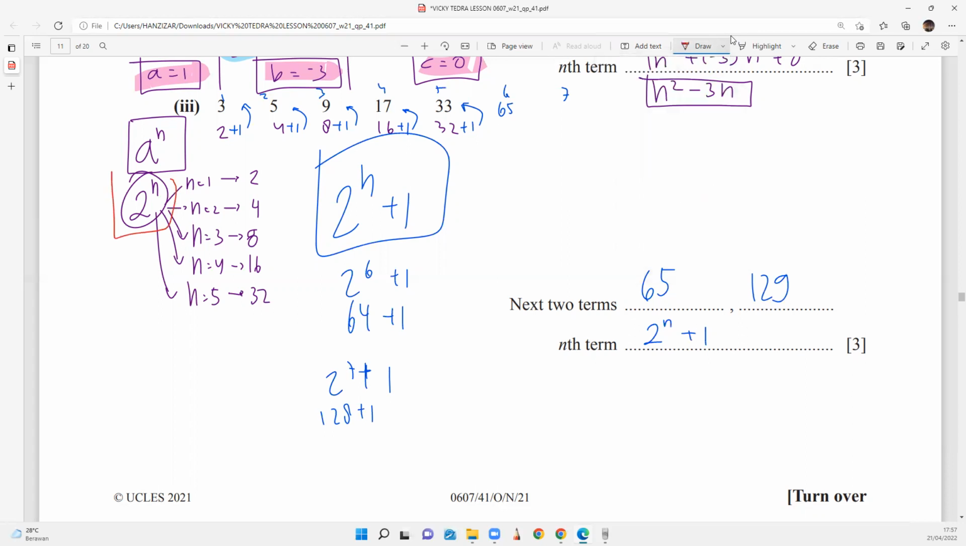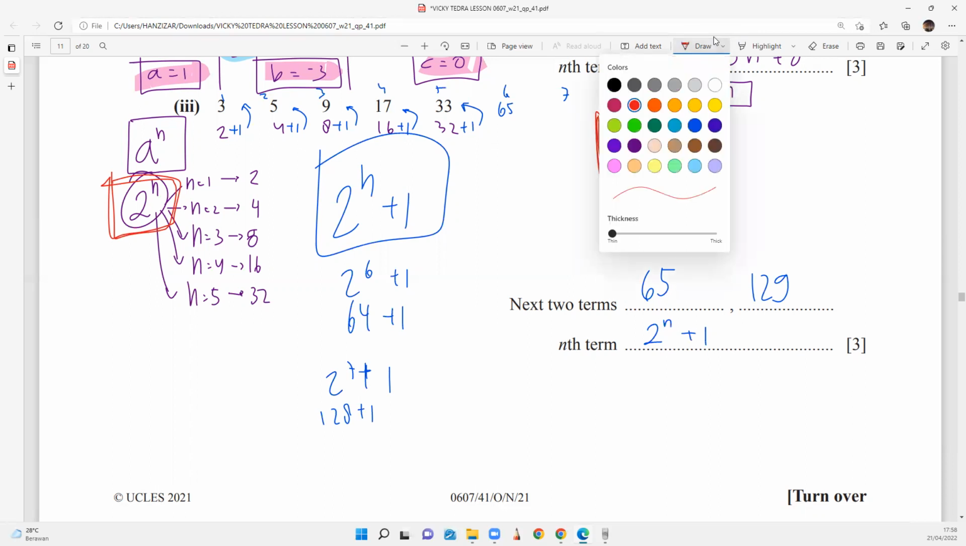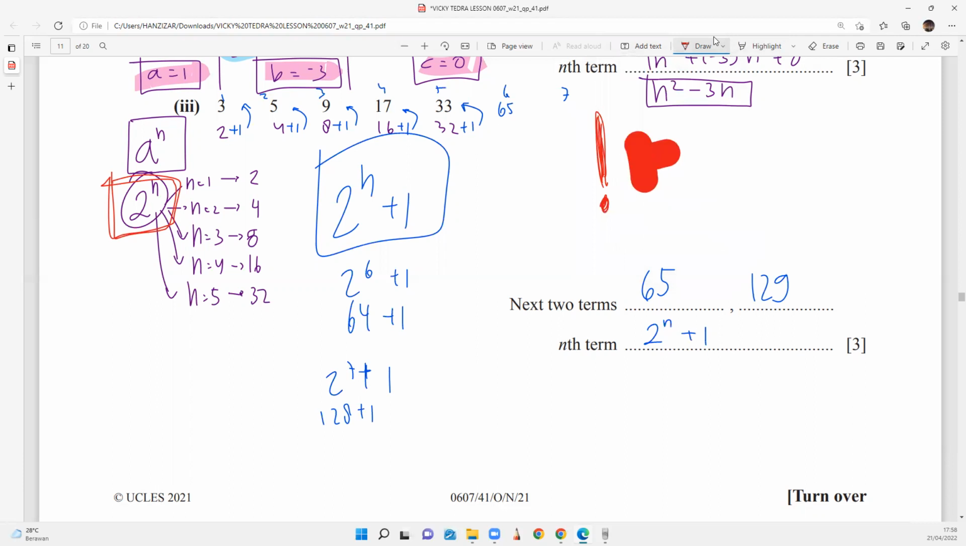This, you have to think about this. It can be 3 power n. If 3 power n, it's too much then. So this is, I put an exclamation mark because this is not easy. Hard. Okay, that's too big.